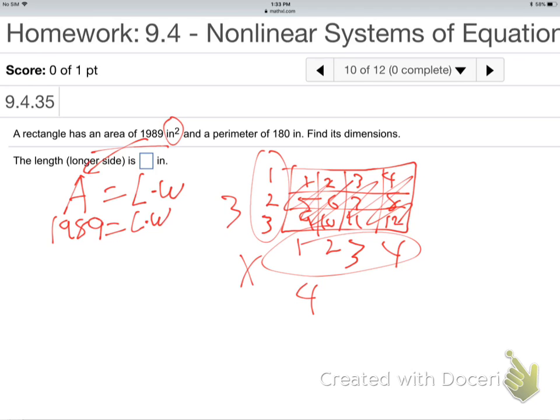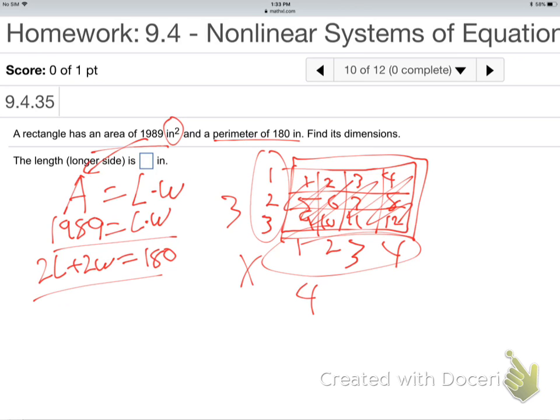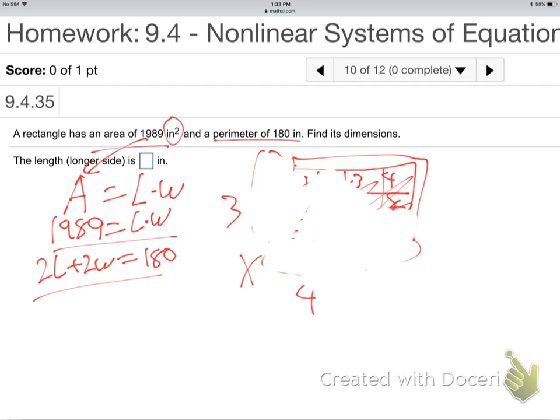And then, what's the perimeter formula? We just did that one, right? 2L plus 2W is 180. That's the outer edge, because that's 2 lengths and 2 widths added up. There's our 2 formulas. Is that good? Those are our 2 formulas?